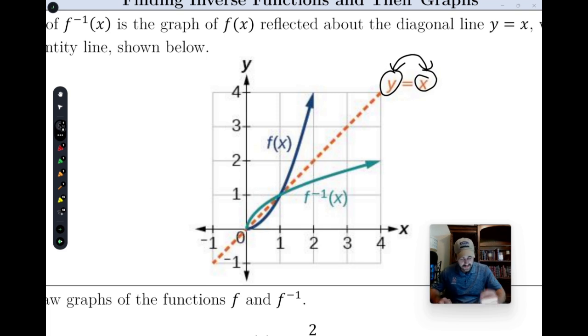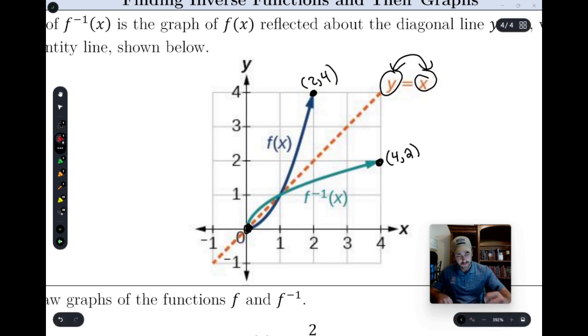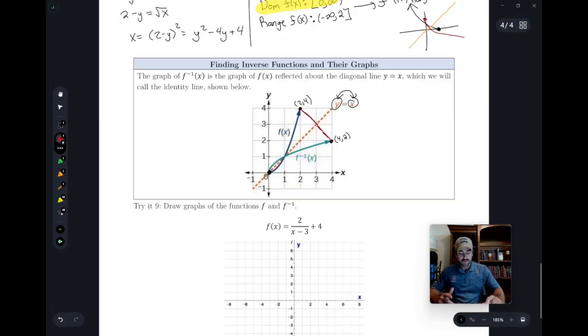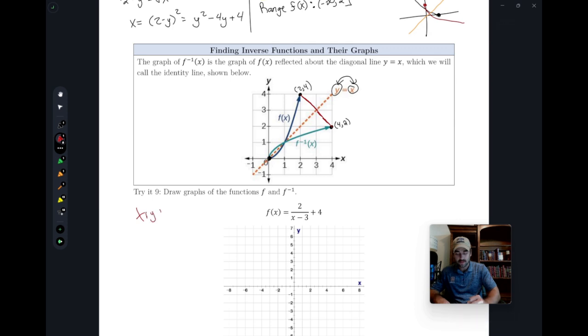So every single point, so this point 0, 0, gets reflected across y equals x and stays exactly where it is. But this point that was 4, 2, because we said all of the inverse does is flip the x and the y value, ends up here at 2, 4. And we can see it got reflected by the exact same number of squares across that line y equals x, which is pretty cool. So I'm going to leave this one to try it because it's a little challenging.